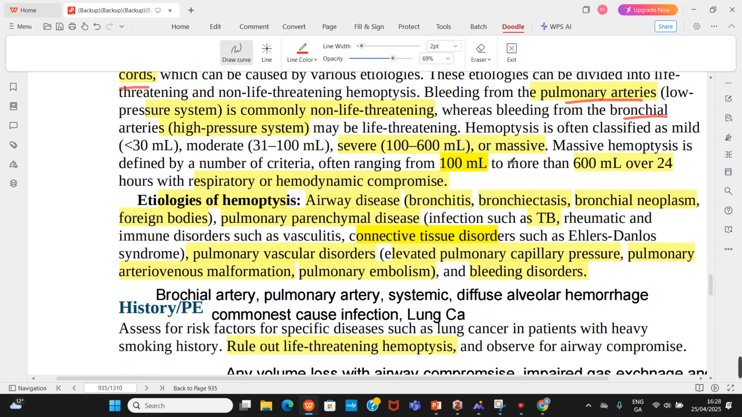Now, what is massive hemoptysis? Massive hemoptysis is when somebody is bleeding more than 100 mils, or more than 600 over 24 hours. So if you are bleeding out 100 mils, or over 24 hours you are bleeding out 600, that is massive, with hemodynamic compromise, obviously.